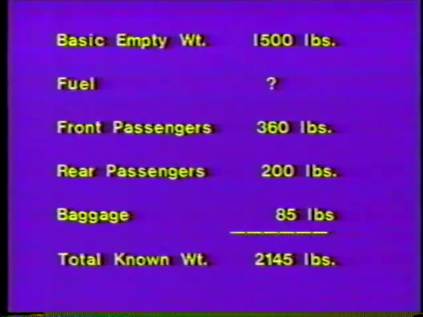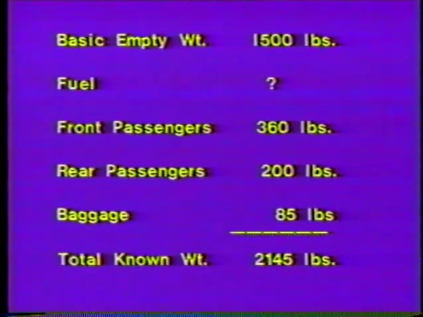Assume you plan to load your airplane with two 180-pound front seat occupants, two 100-pound rear seat occupants, and 85 pounds of baggage. How much usable fuel can be loaded aboard with the maximum gross takeoff weight? Start by listing all the known weight items. Basic empty weight is 1,500 pounds. Fuel is the unknown quantity. Front seat occupants total 360 pounds. Rear seat occupants total 200 pounds. And the baggage weighs 85 pounds.